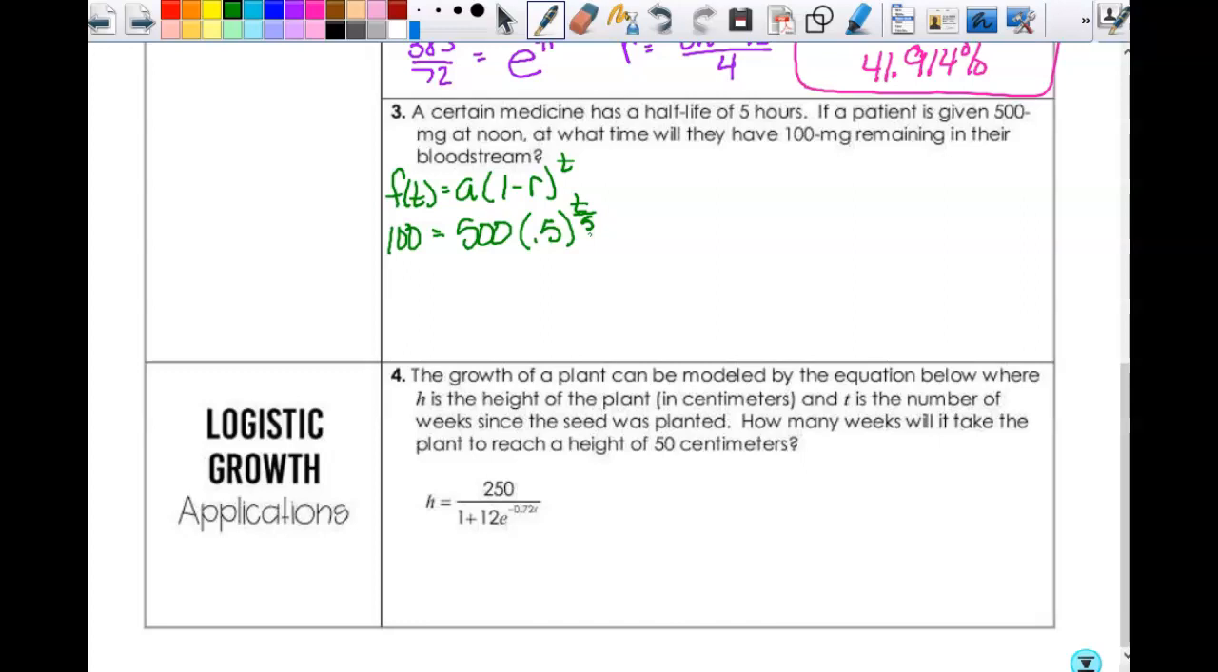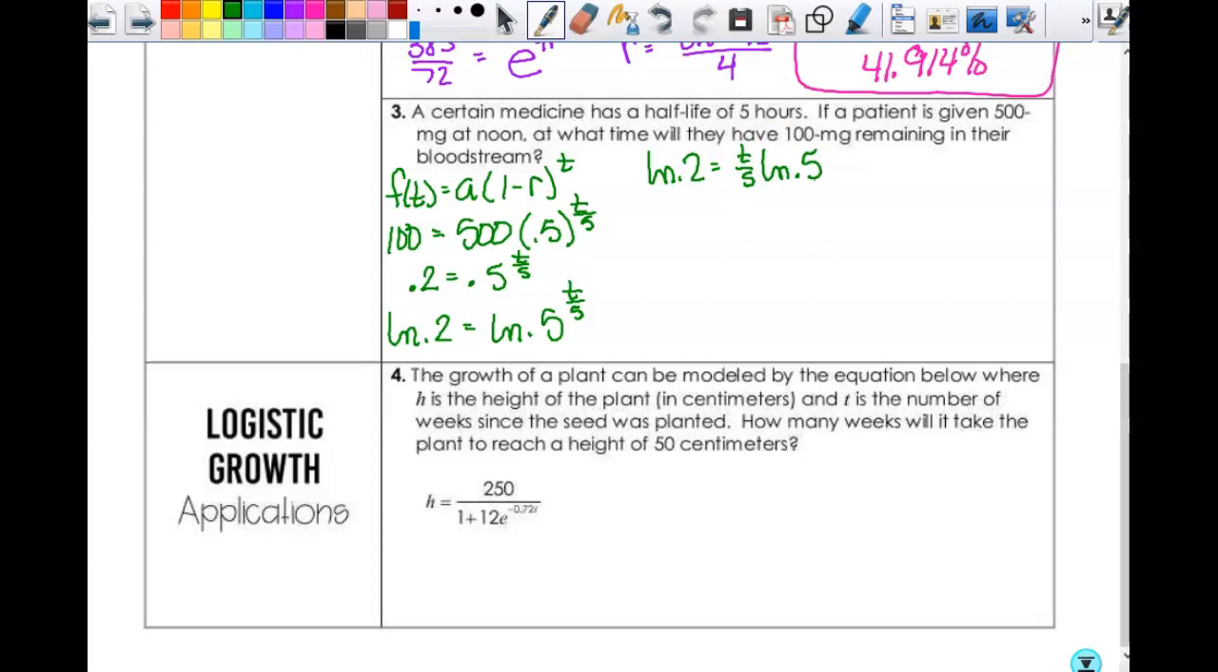All right, so then I would divide by 500. Does that become a decent decimal? Yes, 0.2. So 0.2 equals 0.5 to the t over 5 power. So now I can take the log of both sides to get my exponent out. So the natural log of 0.2 equals the natural log of 0.5 to the t divided by 5 power. So natural log of 0.2 equals t divided by 5 times the natural log of 0.5.